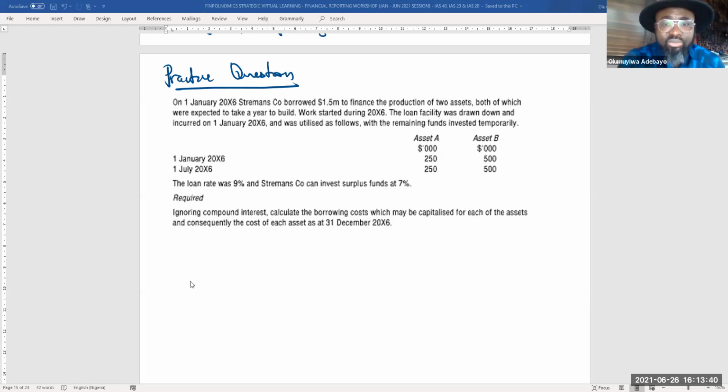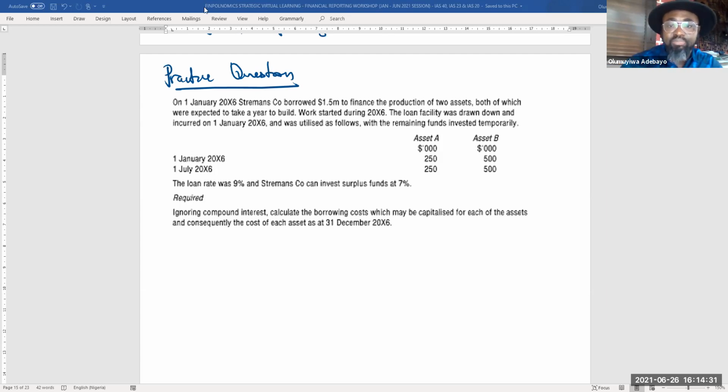Now, on 1st of January, they withdrew 250,000, which was spent for part construction of asset A, and 500,000 for asset B. On 1st of July, which was 6 months after, they withdrew 250,000 to fund the remaining construction of asset A, and 500,000 for asset B. Now, the loan was obtained at a rate of 9%, and the company was able to temporarily reinvest the surplus fund, which was the undrawn portion between January and July, at 7%. Required, ignoring compounding interest: calculate the borrowing cost which may be capitalized for each of the assets, and consequently the cost of each asset as at 31st December 2016.